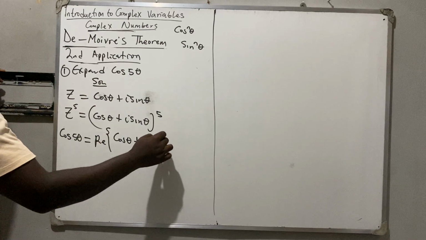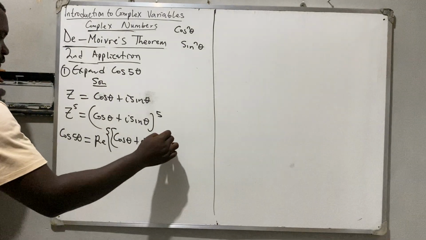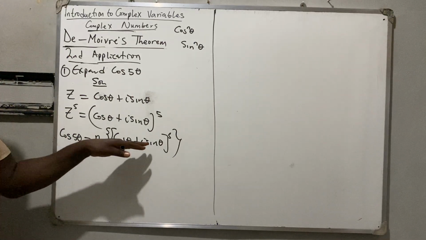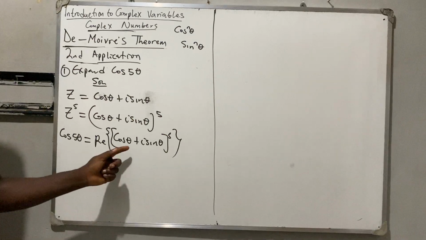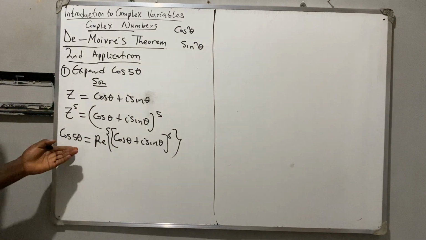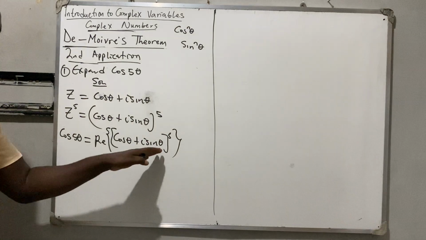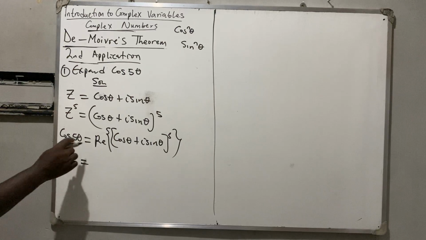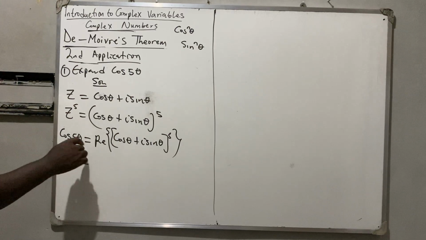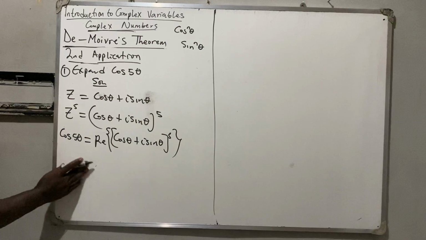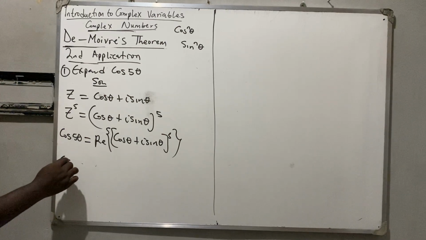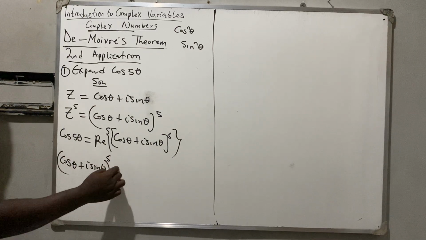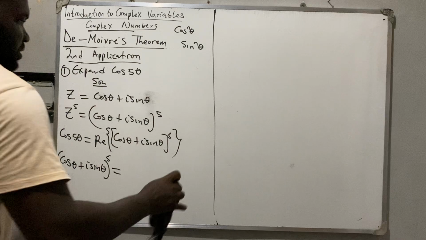So if I expand this normally, raised to power 5, I will not apply the De Moivre theorem. If you apply the De Moivre theorem, you just multiply this and this, and the real part is simply this. But let us expand this normally and then see what the real part will give us. Let us expand cos theta plus i sine theta all raised to power 5, then we'll take the real part, because the real part is the cos.